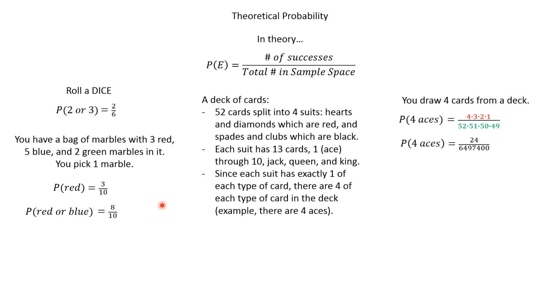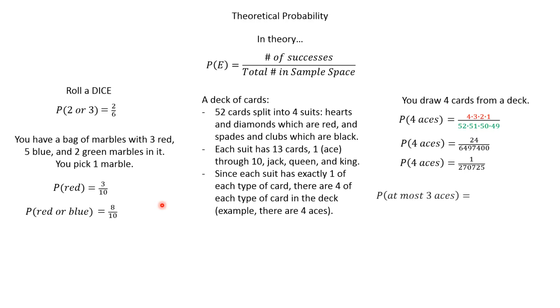And then we can reduce the fraction. So the probability of drawing 4 aces is 1 over 270,725. I wouldn't recommend putting that as a decimal because it's going to be a really small decimal. I would leave that as a fraction. And so that's the probability of drawing 4 aces.